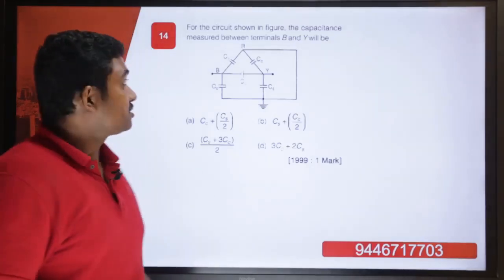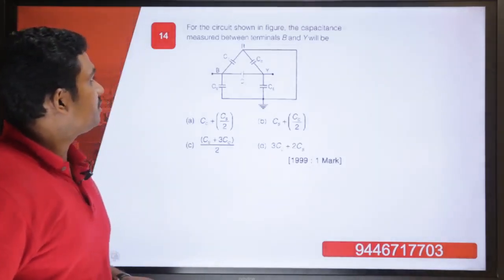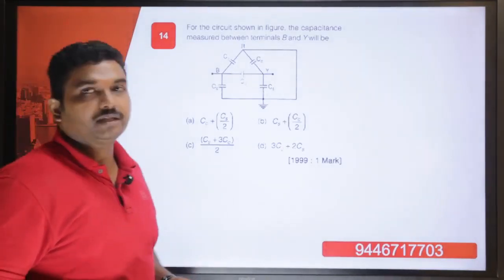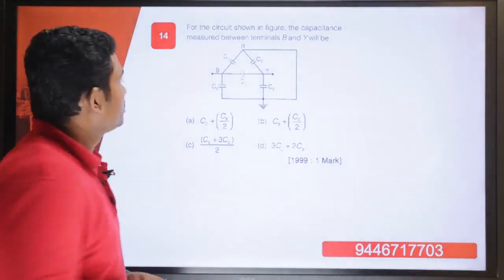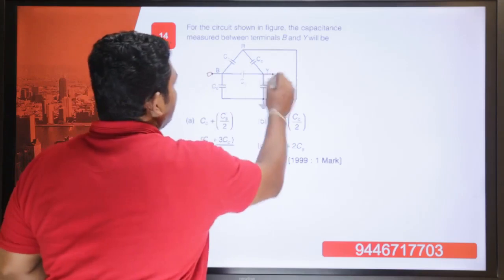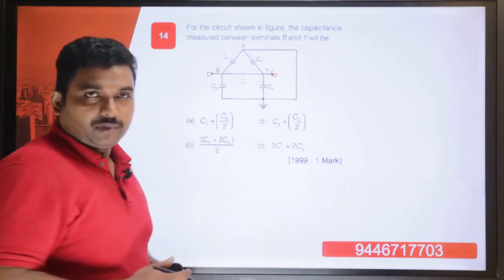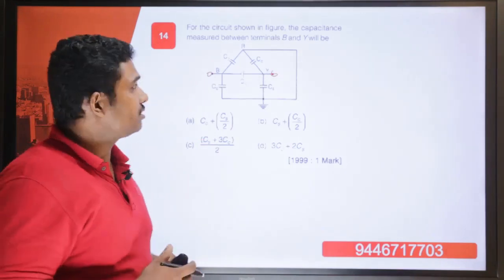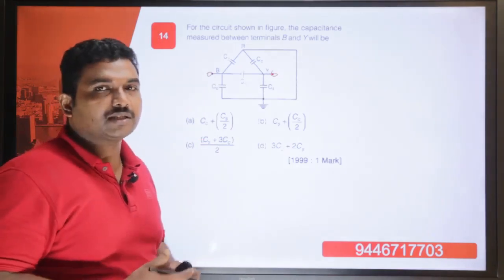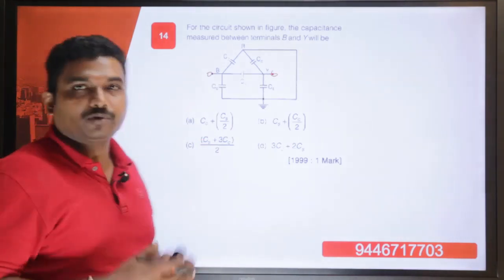We are continuing with question number 14. For the circuit shown in the figure, the capacitance measured between terminals B and Y will be. So these are our terminals B and Y. We will have to find the equivalent capacitance. Normally they won't ask you about resistance reduction because it is more comfortable for us.